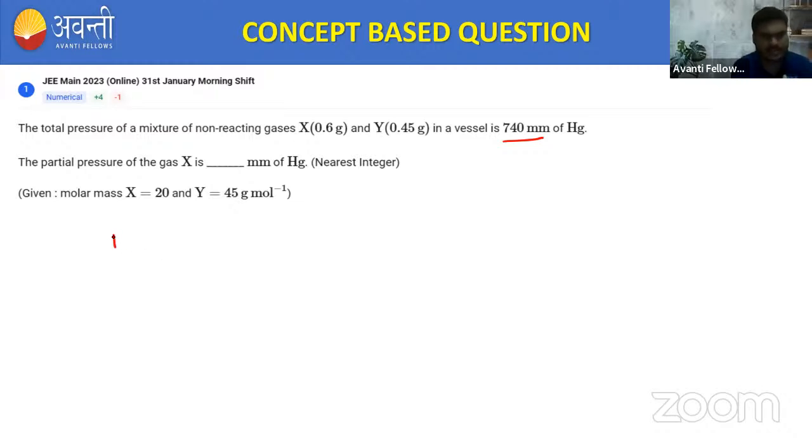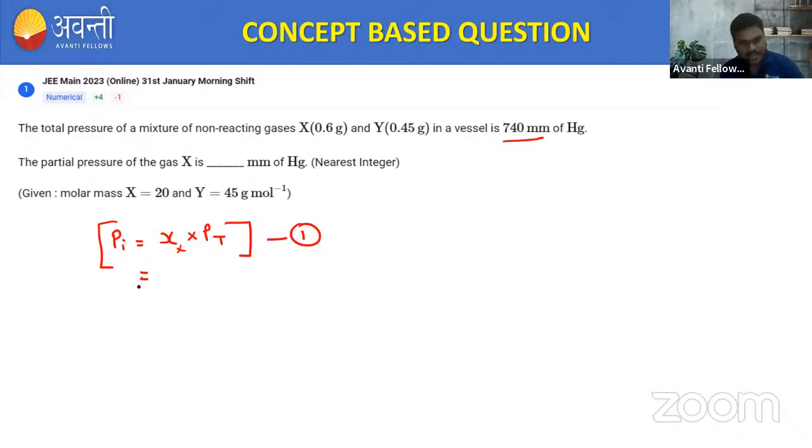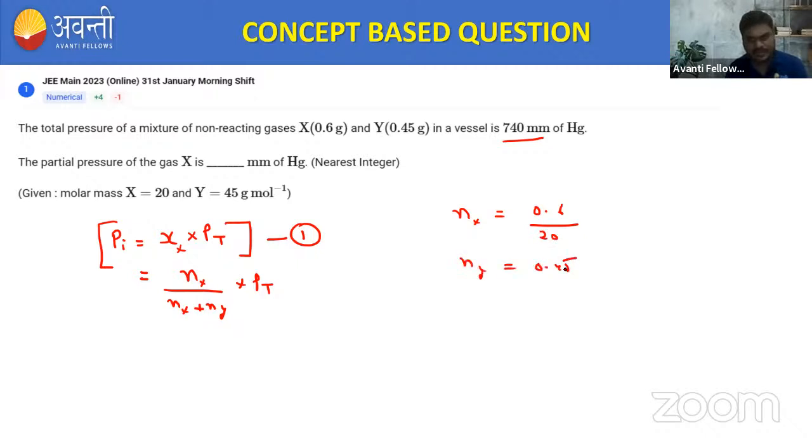कैसे करते हैं? If you want to calculate the partial pressure, just multiply by the mole fraction. So किसका निकालना है? Partial pressure of the gas X. So mole fraction of the gas X multiply by the total pressure. So we know the total pressure, then we can easily calculate. So this equation we need to use. Now, how will you calculate the mole fraction of the gas X? So mole fraction of the gas X is equal to number of mole of X divided by number of mole of X plus number of mole of Y, into total pressure. So can you calculate the number of mole of X? Because mass is given 0.6 and the molar mass is also given, that is 20. And for Y, the value is given 0.45 divided by 45.